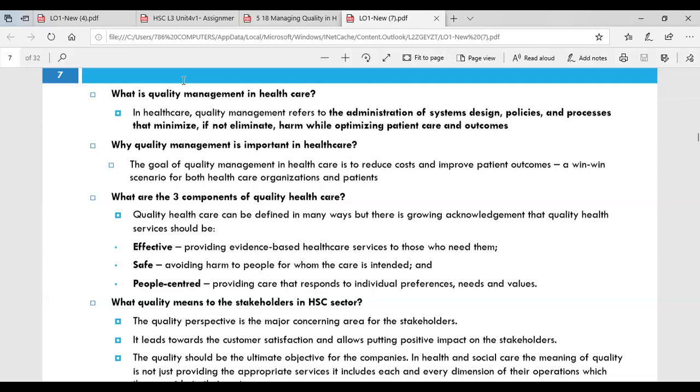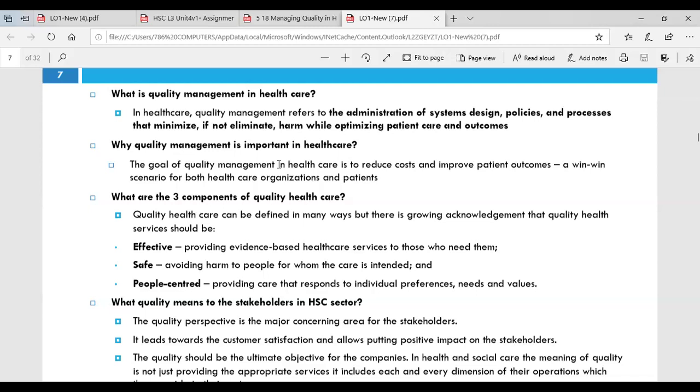Why is quality management important? It should be the goal of every healthcare provider, and this is to reduce costs, because if you're treating a patient and you're not providing the quality of care, the patient will come again and again and again. So you're just wasting your resources, thinking that you're providing care, but it's the other way around. And it's the same for any other organization and patients.